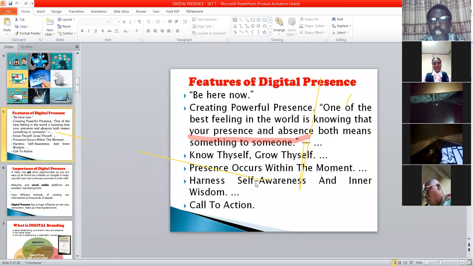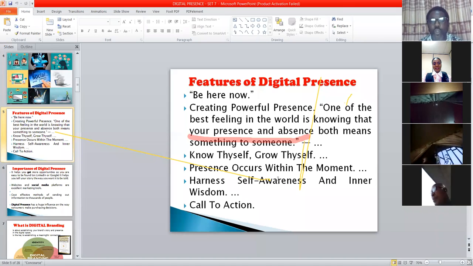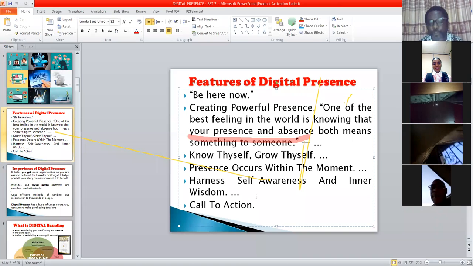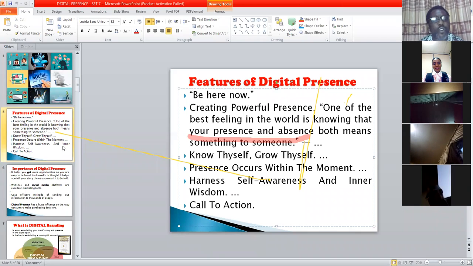Now, apart from that, to grow yourself, you know yourself, you grow yourself, then to report your growth. Self-awareness, inner wisdom. Oh, of course, I've spoken about that. Then you have auto action.